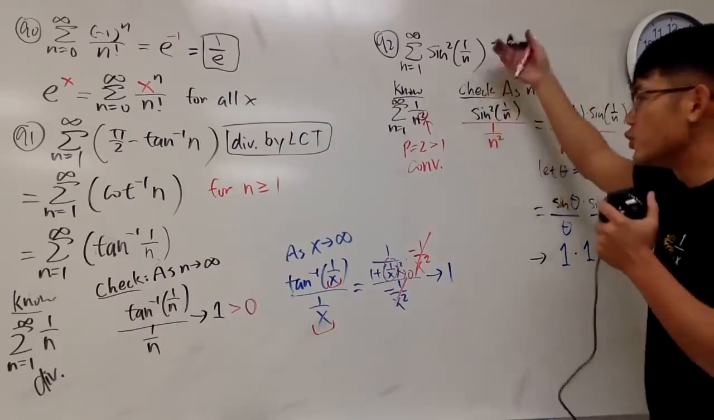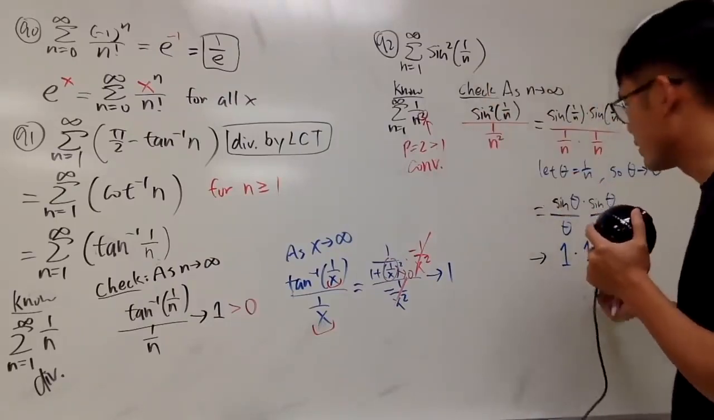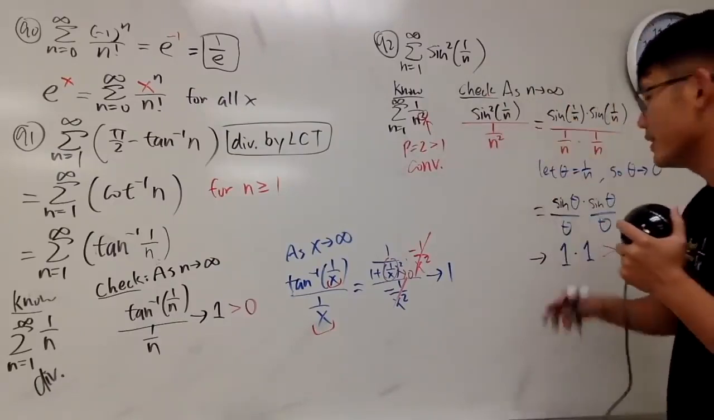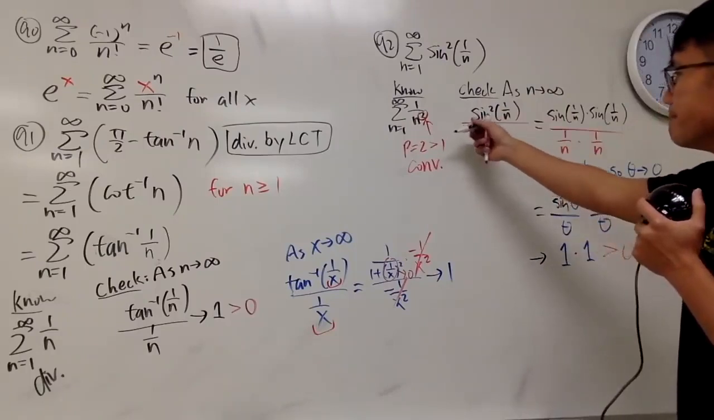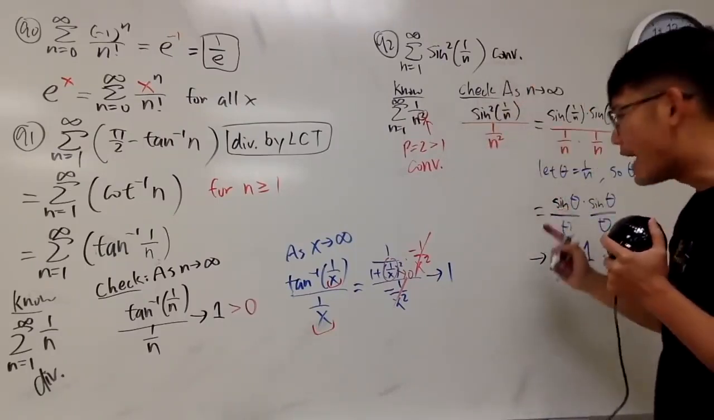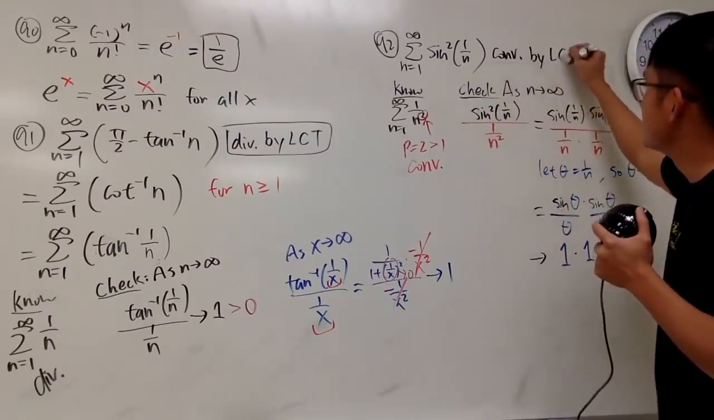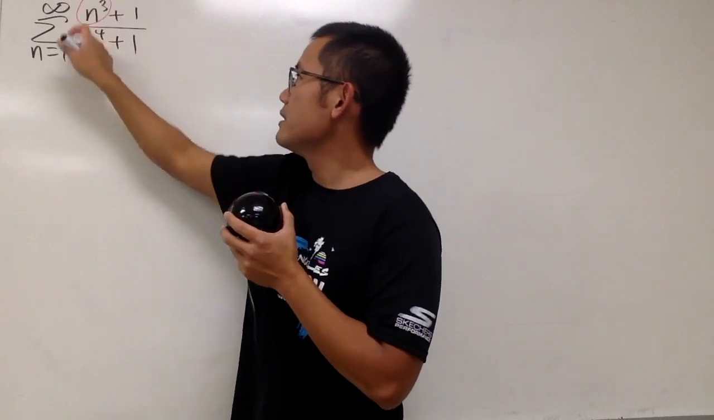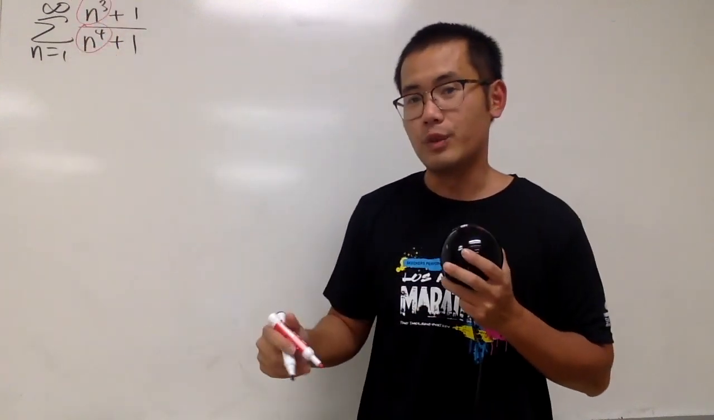Come back here, draw the same conclusion because this is greater than 0. If you just use 1 over n, it's not good, right? And this right here also converges. Why? By the limit comparison test, LCT. Of course, we can just go ahead and pick up this and that, and we can come up with something that we know much better, right?